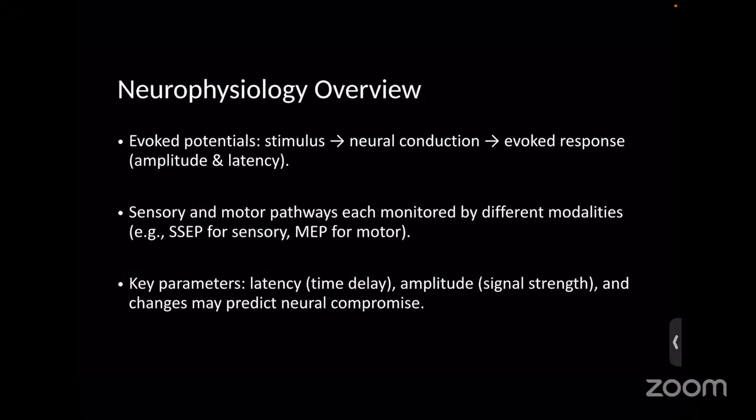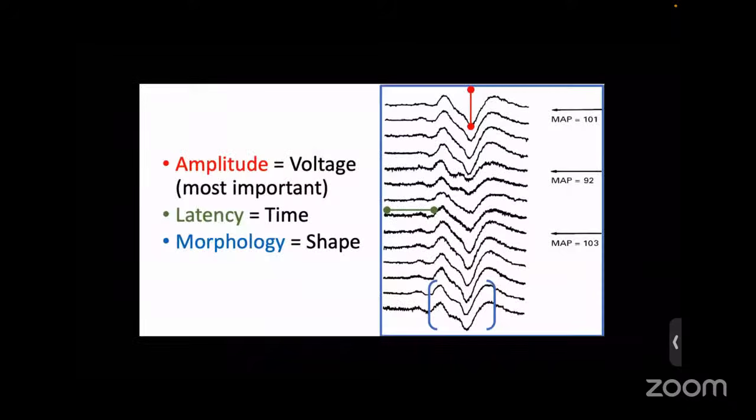So if you imagine there's a switch, you turn on the switch, the signal is going through a wire and the light switches on. Similarly, evoked potentials are nothing but when you produce a stimulus, it goes through a neural conduction and there is an evoked response, which we read as the amplitude or the latency. Amplitude is the intensity of the evoked response that we record. Latency is the time from the stimulus to the evoked response, and morphology is self-explanatory. It's the shape of your graph.